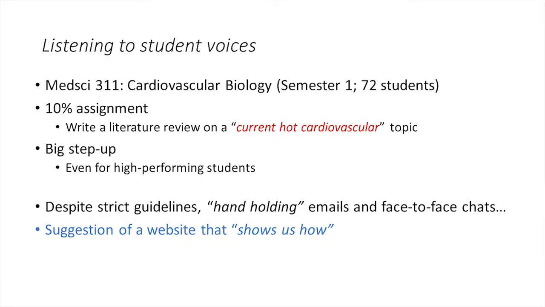So I look after a paper called MedSci 311, which is cardiovascular biology. Semester 1, 72 students. We used to have 64, but obviously with the work of the lit review, it's gone up to 72, I hope. And one of the assignments they have to do is worth 10%, which is quite a substantial piece of work: write a lit review.